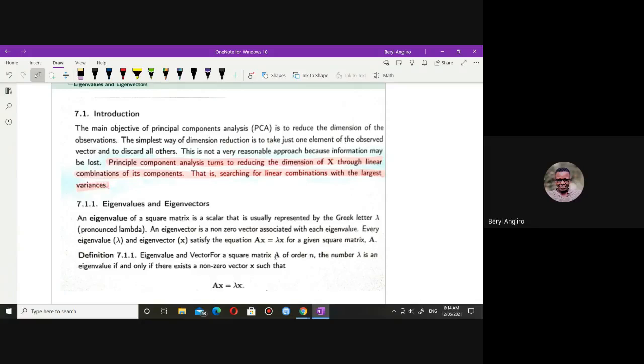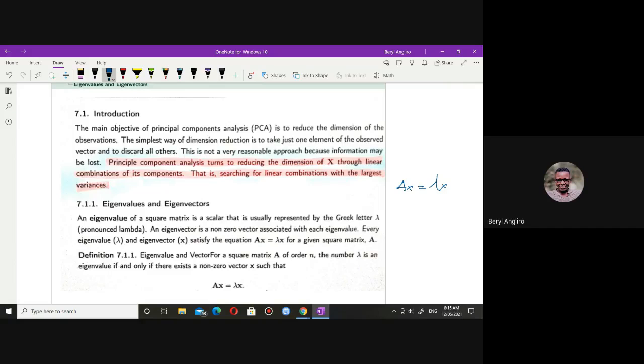So in principal component analysis, we need to compute the eigenvalues and eigenvectors. An eigenvalue of a square matrix is a scalar that is usually represented by the Greek letter lambda. And an eigenvector is a non-zero vector which is associated with each corresponding eigenvalue. Every eigenvalue and eigenvector X satisfy the equation: matrix A times the eigenvector gives the eigenvalue times the eigenvector, for any given square matrix A.